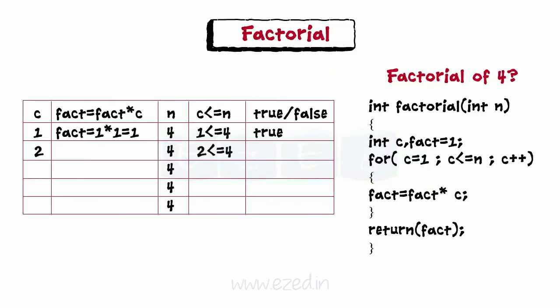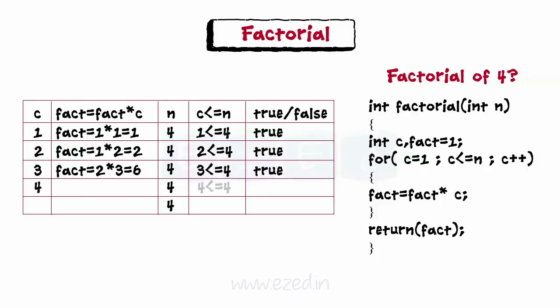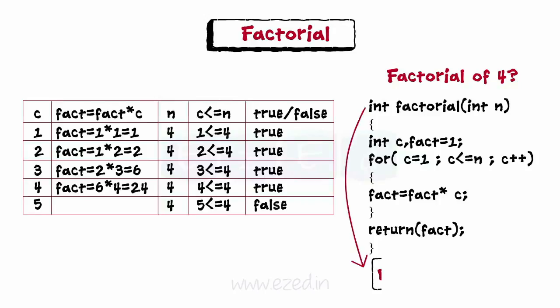Then again the test condition is checked. Now, as 2 is less than 4, the new value of fact is calculated. Again the counter is incremented and tested. As 3 is less than 4, fact is recalculated, and the counter is incremented to 4, and the test condition is evaluated. As it is true, the new value of fact is calculated and the counter is incremented, after which the test condition is tested. As 5 is not less than or equal to 4, its result is false and the control jumps out of the loop. The result is stored in the fact variable, which is 24.